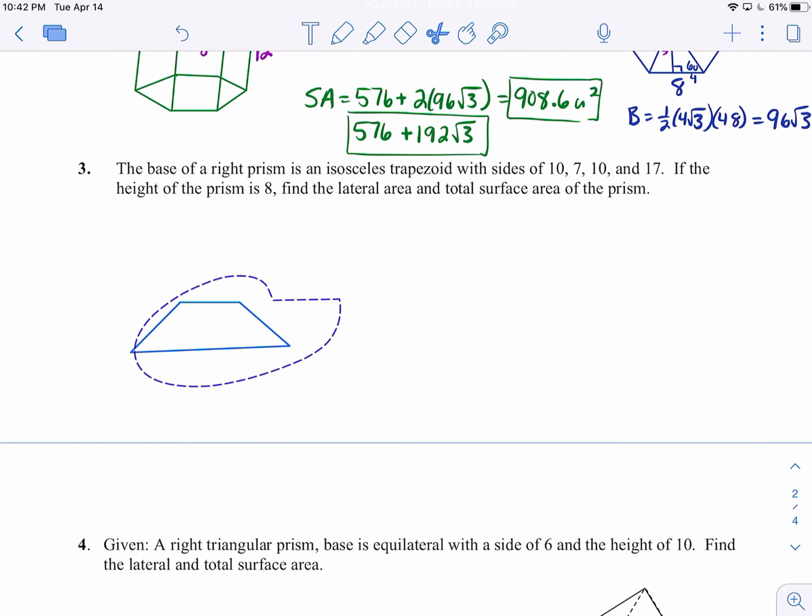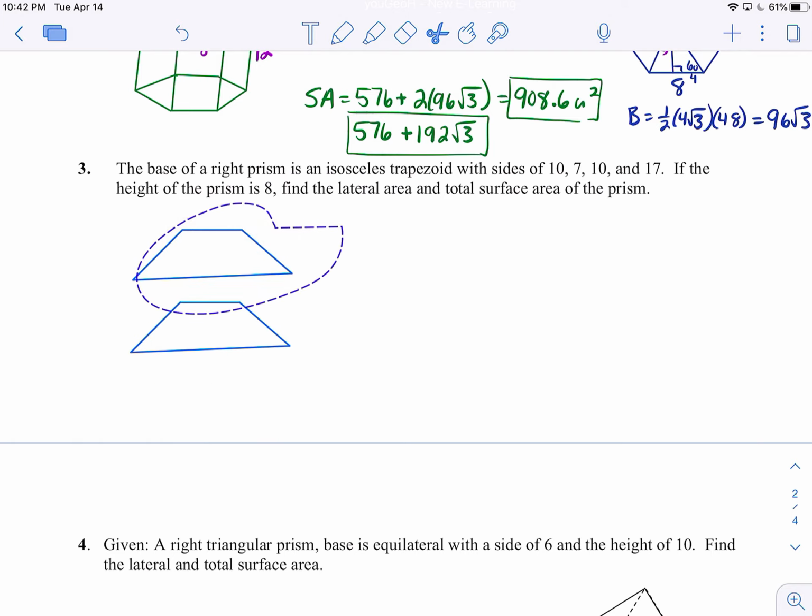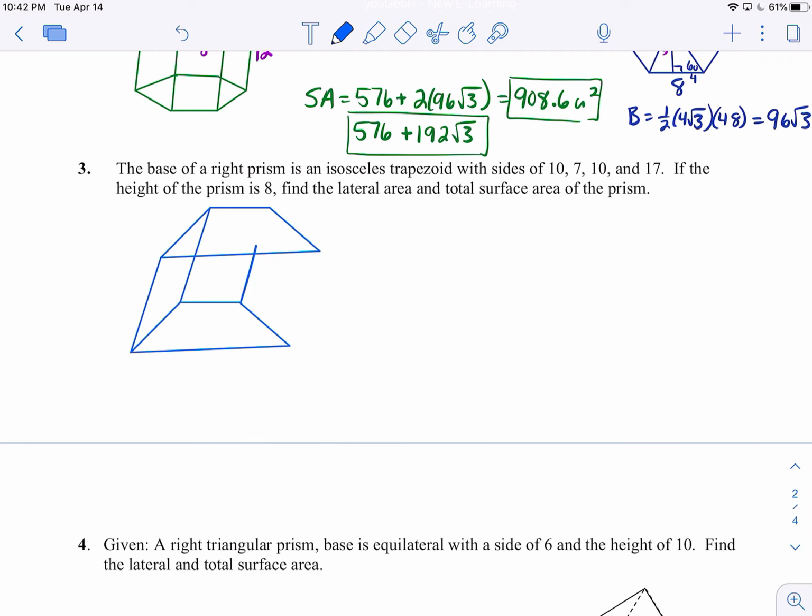All right, it's a little bit off, but that will work. I'm going to copy and paste it, and then connect my sides. And there we have it. Okay, so we've got 4 different rectangles here, and this is our shape.